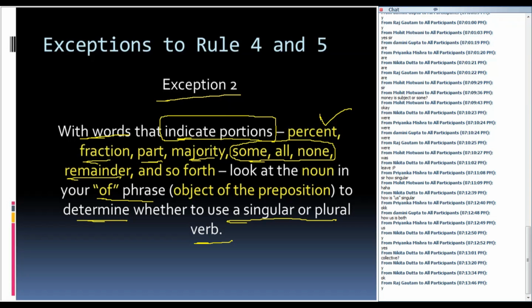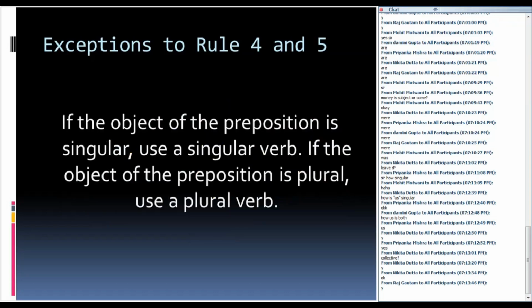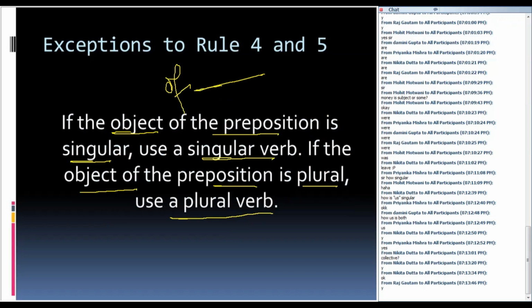For example, over here he says, if the object of the preposition is singular, use a singular verb. If the object of the preposition is plural, then use a plural verb. So if after the word of the subject is singular, use a singular verb. Otherwise, use a plural verb. This happens when you are using a word that indicates portion. Some example sentences are here.